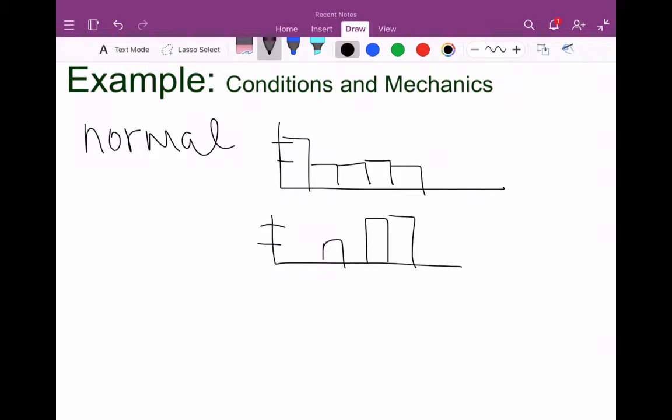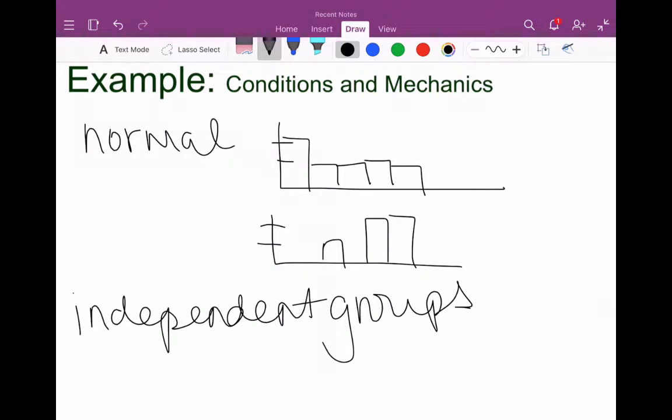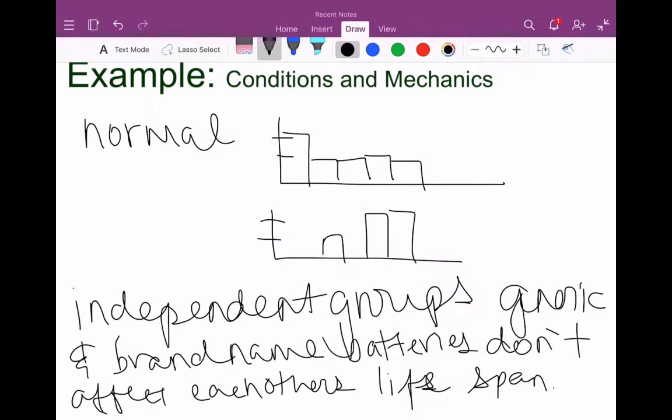And then the last thing we need to do is check that the groups are independent. So in order to do that, we just have to think, are the brand name batteries going to affect the generic? As long as they're not produced together, and we would have 2 companies making them, there's no reason to think that the brand name will affect the generic. So for independent groups, generic and brand name batteries don't affect each other's lifespan, so we'd be okay here.